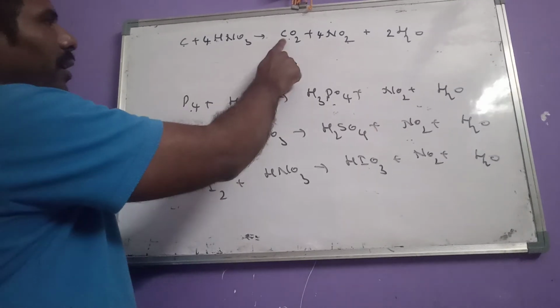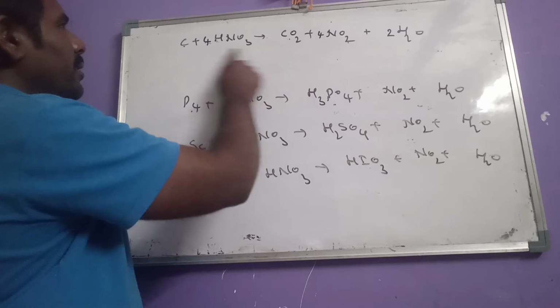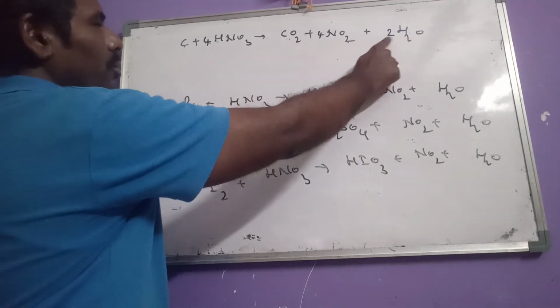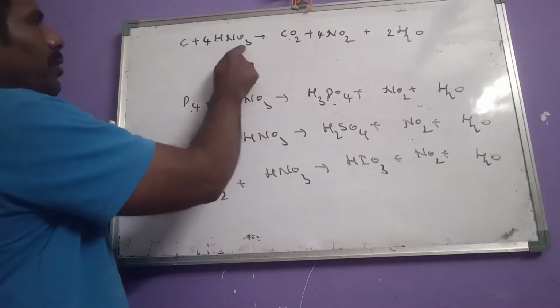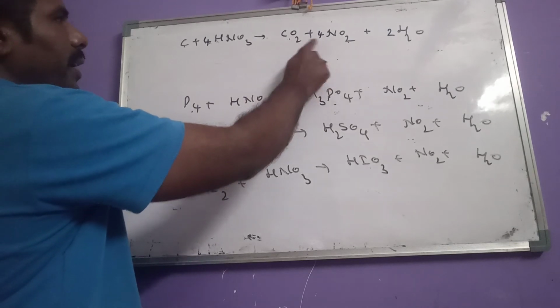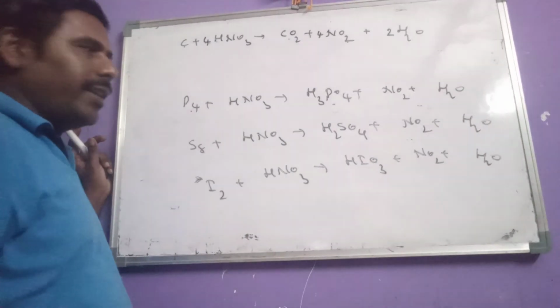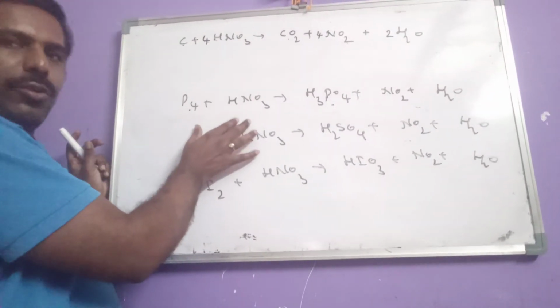One carbon, here also one carbon; 4 nitrogens, here also 4 nitrogens; 4 hydrogens, 2 2s are 4 hydrogens; 4 3s are 12 oxygens, here 2, 2 plus 8, 10, 10 plus 2, 12. So already balanced, very easy now. The same rule here also we can apply.